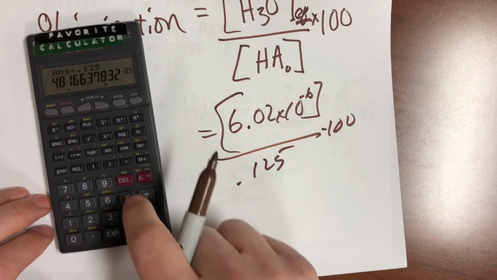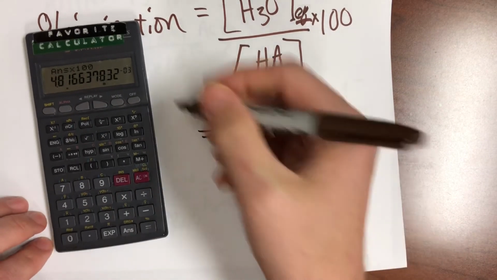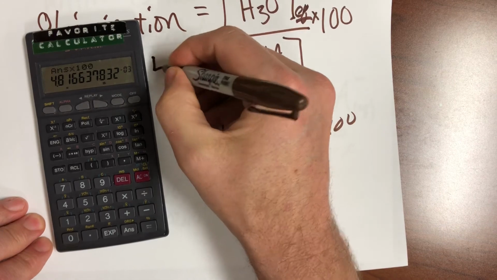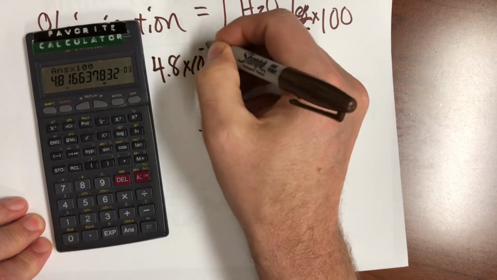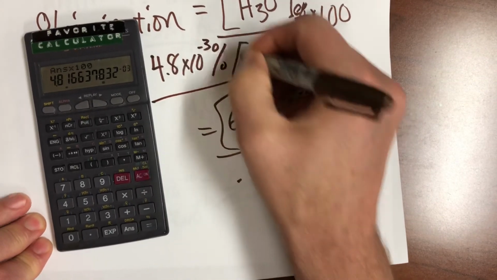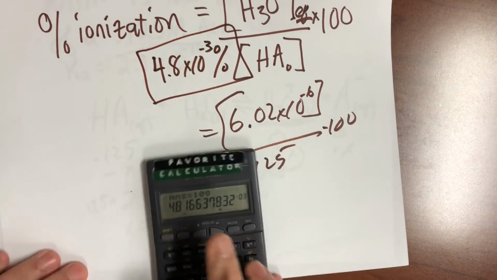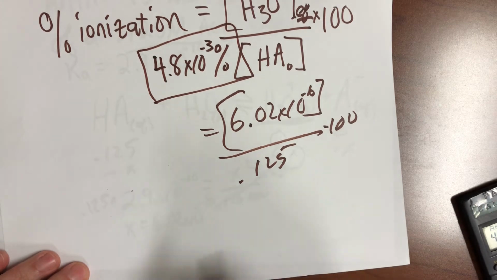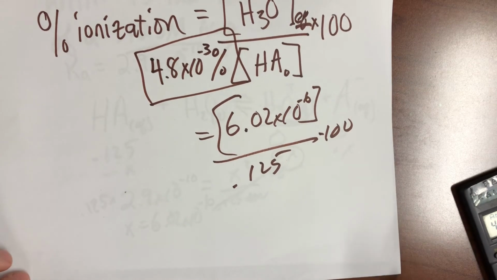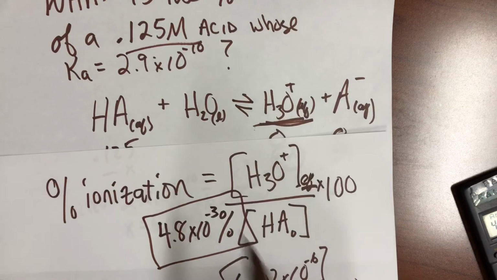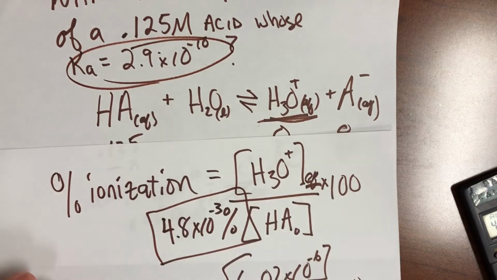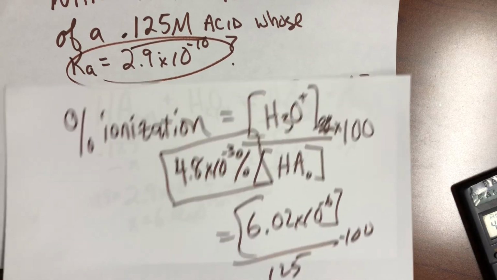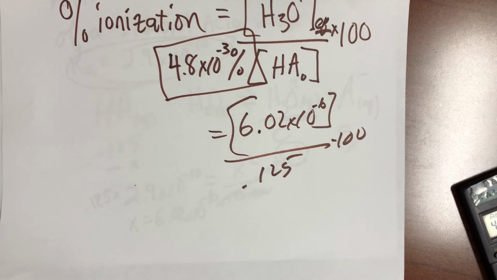And we get a really small answer, 4.8 times 10 to the negative 3rd percent. So something like 0.005% ionization. That's a very small number, which we actually should have expected because that is a very small Ka value, 10 to the negative 10th. So that's how percent ionization works.